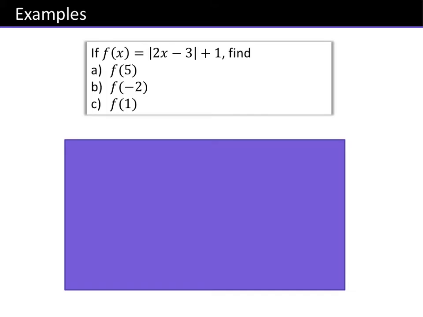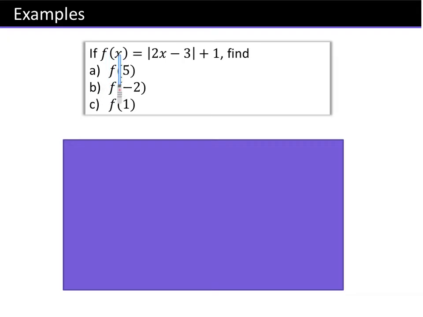So, what we're going to do now is we're going to have a look at these examples, okay? What we're going to do is work out the answer and then take the modulus. So for part A, we should all be happy that we have f of x equals the modulus of 2x minus 3, plus 1, okay? And we're going to input 5 instead of x. So we're going to have equals.